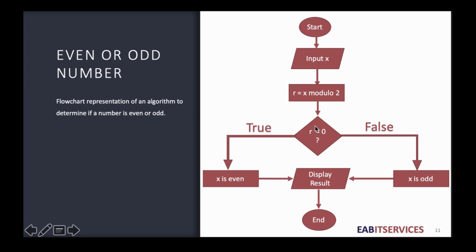We come back to the decision when it is false. If it is false, notice how there is a different path that we are going to follow. If it is false, we say that x is odd, and then we display the result, and then we end. Now let's look at a pseudocode representation of this same algorithm.